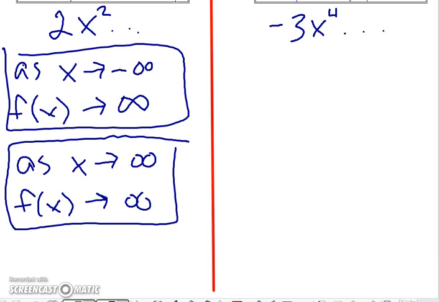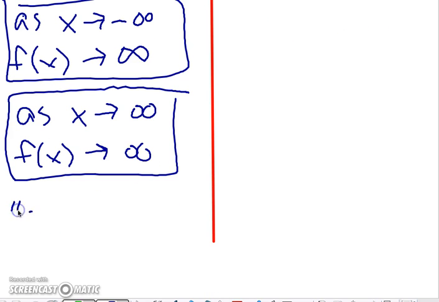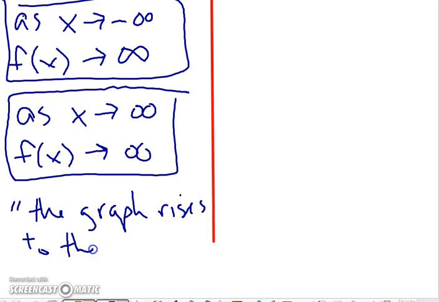So this final statement here would be the graph rises to the left and right.